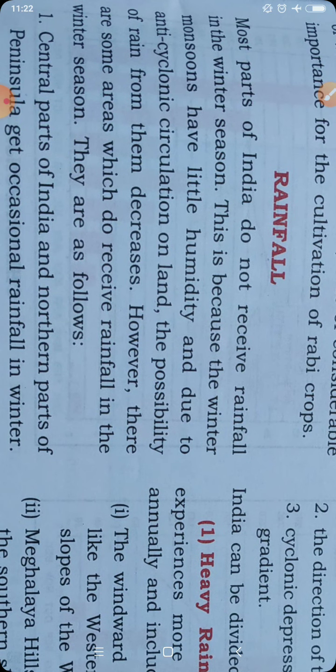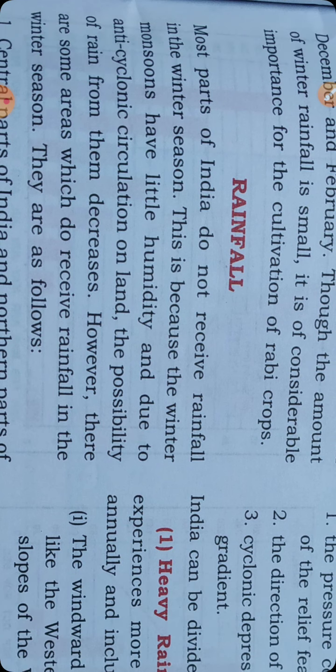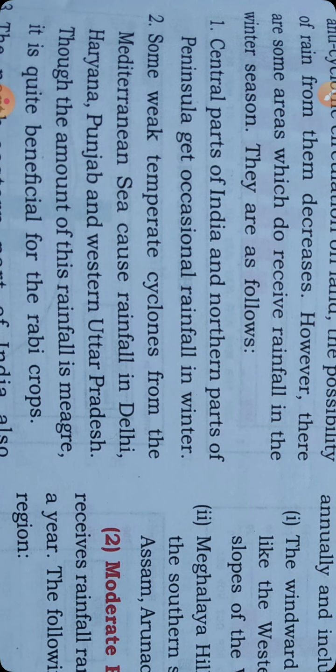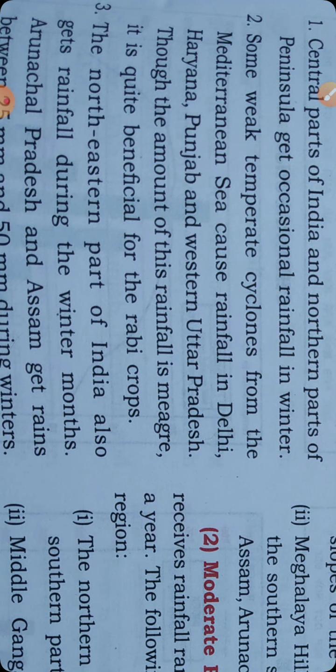Let us see rainfall. Most parts of India do not receive rainfall in the winter season. This is because the winter monsoon has little humidity, and due to anticyclonic circulation on land, the possibility of rain from them decreases. However, there are some areas in which we do receive rainfall in the winter season. They are as follows. The central part of India and the northern part of the peninsula get occasional rainfall in winter. Some weak temperate cyclones from the Mediterranean Sea cause rainfall in Delhi, Haryana, Punjab, and western Uttar Pradesh. Though the amount of this rainfall is meager, it is quite beneficial for the rabi crops.